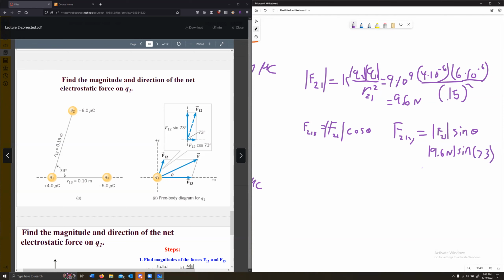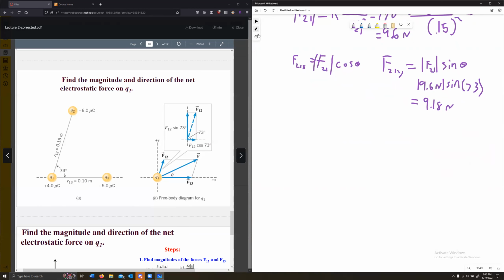And that gives you 9.18 newtons. Now, it's the same process. This up here is messy, you guys have to forgive me, I'm writing with my mouse here. So, all right, let's see.